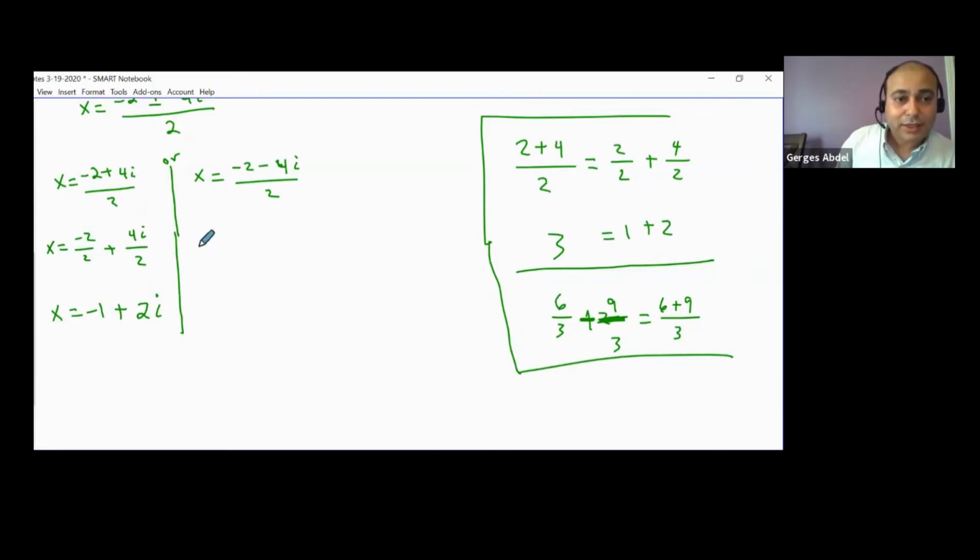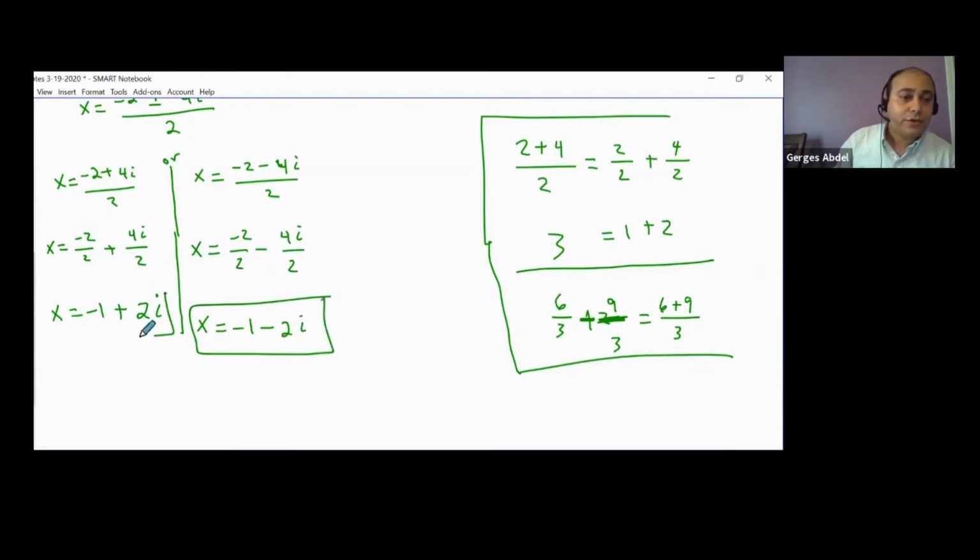All right, same thing, we're going to do the same thing with the second one. Negative 2 minus 4i divided by 2 is the same as negative 2 divided by 2 minus 4i divided by 2. That will be negative 2 divided by 2 is negative 1, and the minus 4i divided by 2, which is the same as 2i. All right, if you lost, it is okay. Just keep it like this for now.